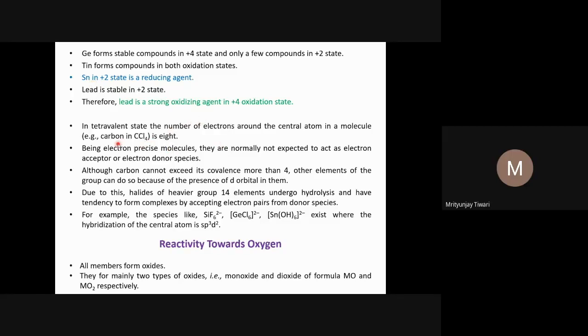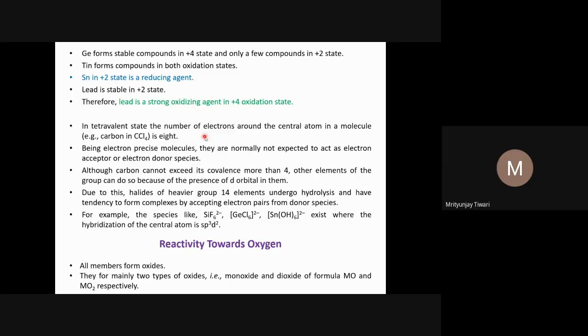So the tetravalent state means all the electrons are occupied in covalent bonding, and the example is carbon tetrachloride, CCl4. Tetravalent means four covalent bonds. In the tetravalent state, the number of electrons around the central atom in a molecule, for example CCl4, is 8, and this is what we call electron precise compounds. An electron precise compound is one in which the electrons in the valence shell of the central atom are exactly 8. Such compounds are called electron precise compounds, and the molecules are called electron precise molecules.